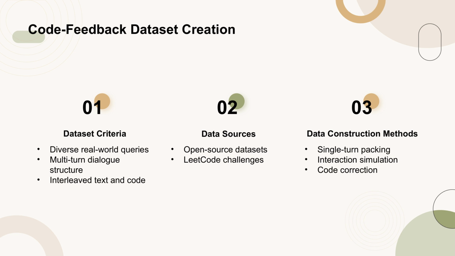Single-turn packing groups similar single-turn query-response pairs into multi-turn formats. Interaction simulation uses GPT-3.5 and GPT-4 to replicate realistic code interpreter usage scenarios. Code correction focuses on boosting the model's error-handling capabilities by generating and correcting incorrect code snippets.